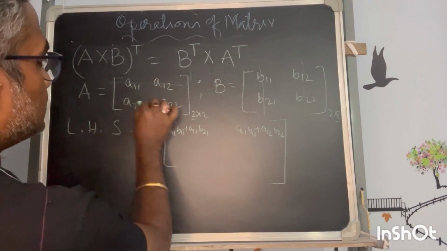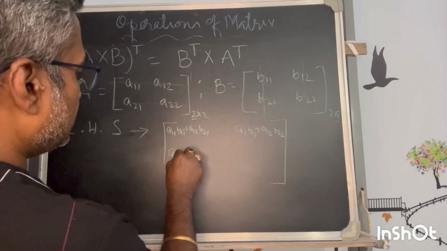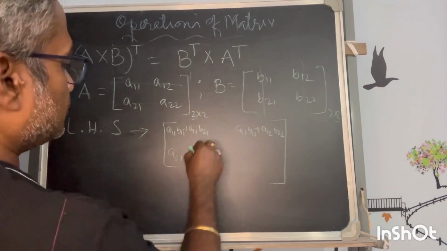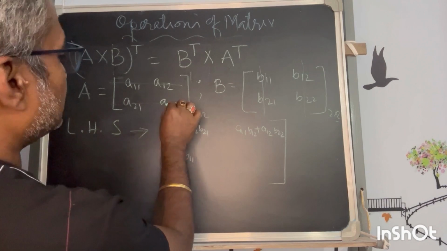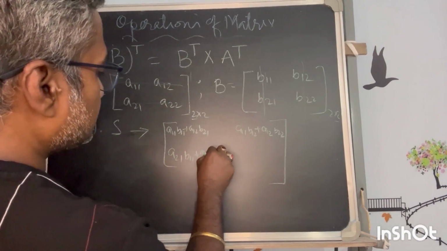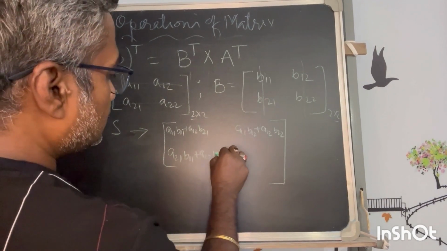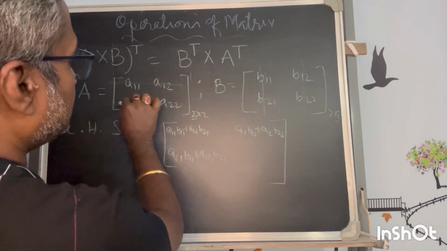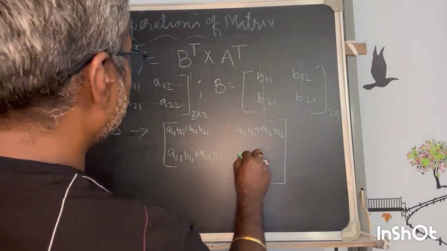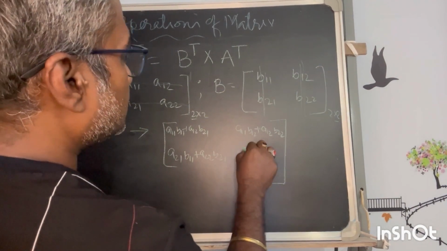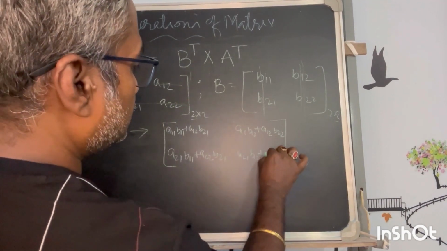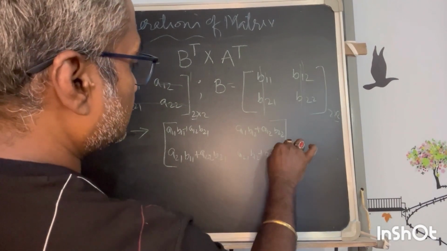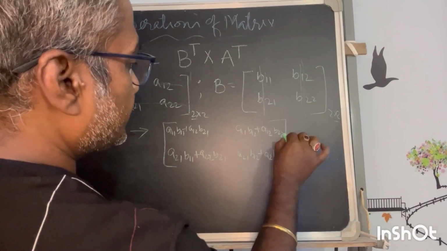Third, this into this: A21 B11 plus A22 B21. And the last one will be this row, this column: A21 B12 plus A22 B22. So this will be the ultimate result.